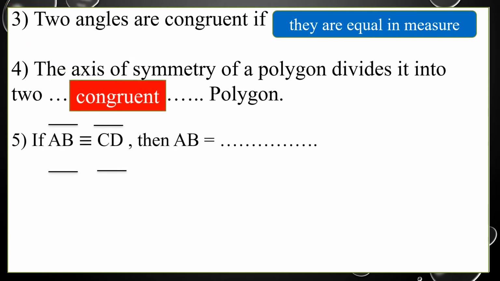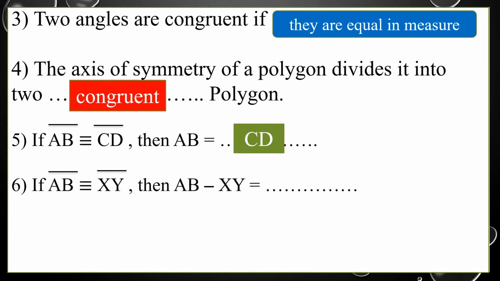If AB is congruent to CD, then AB equals CD. If AB is congruent to XY, then AB minus XY equals what? Here, if the two line segments are congruent, then they are equal in length. So if AB minus XY, where AB is a line segment and XY is a line segment, are equal in length, the difference between them will be 0.